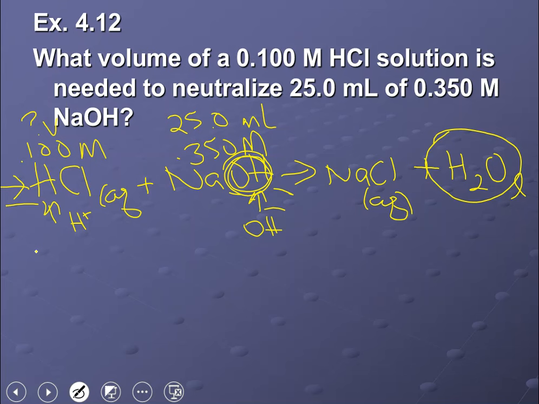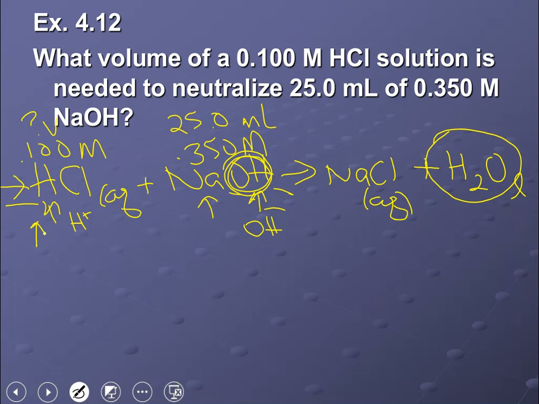So really what I need to know is how many moles of NaOH I have, so that I can then figure out how many moles of HCl are needed. And then I can use my molarity to convert from moles to volume. Okay, so let's see how that's going to work.